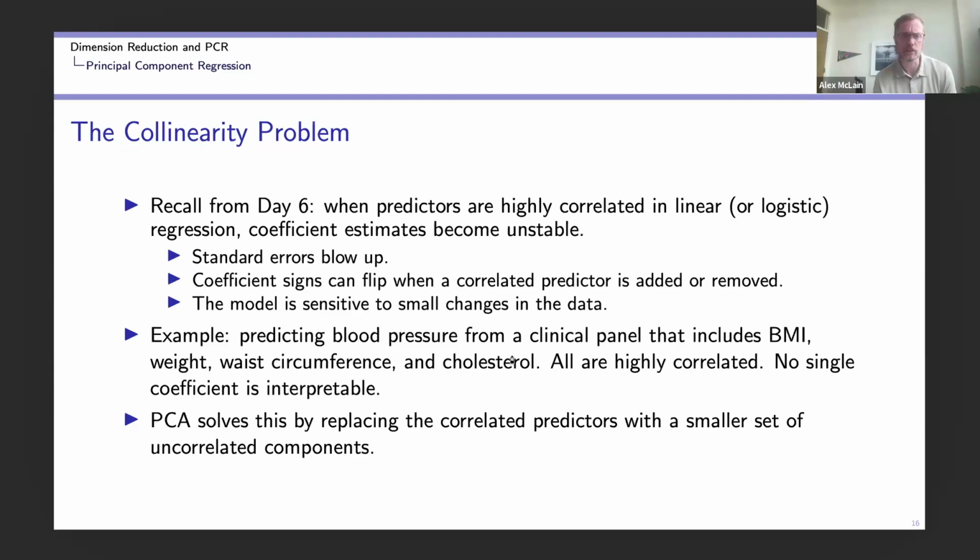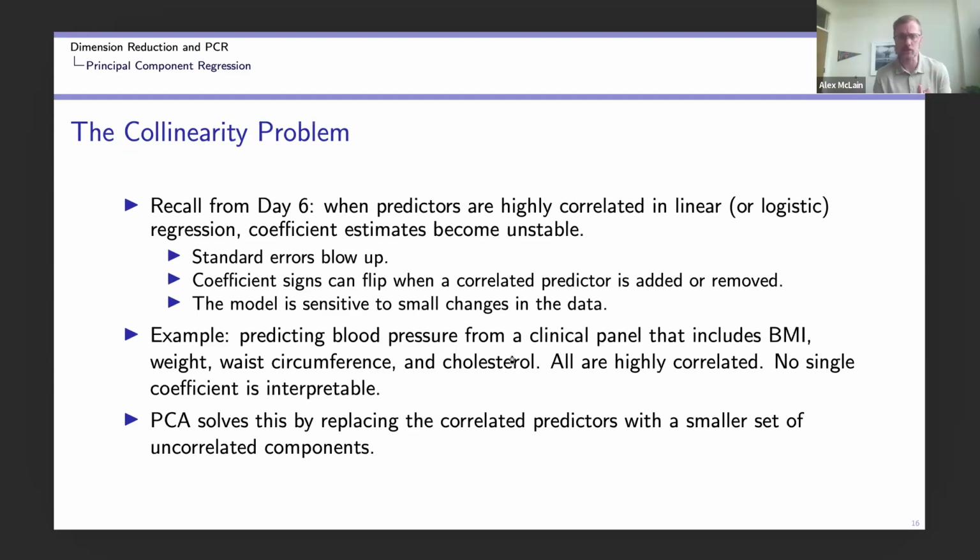And when you have variables that are highly related to one another, the coefficients become unstable. Standard errors are going to increase a lot. Coefficient signs can flip. So you can have a variable where you say, oh, I know this has a positive effect, but when you do linear regression, it has a negative effect.